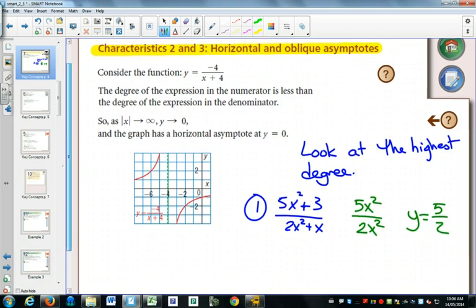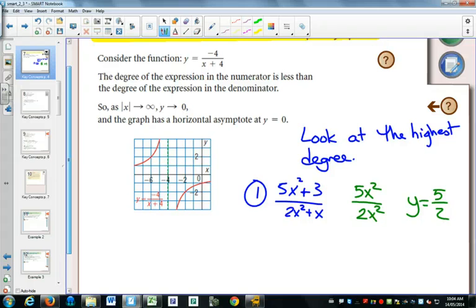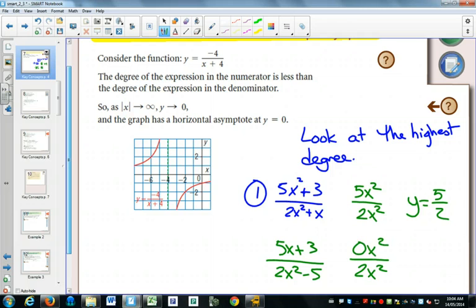You might have a situation where there's a higher degree on the bottom. Say I have 5x plus 3 over 2x squared minus 5. The highest degree in this rational function is still the x squared. I have a term with a 2x squared on the bottom, but I have no x squareds on the top. And this is group 3. Group 3 was when the degree was bigger on the bottom. And the same thing, if I simplify 0 over 2, every time the degree is bigger on the bottom, you'll have an asymptote at y equals 0 for your horizontal asymptote.